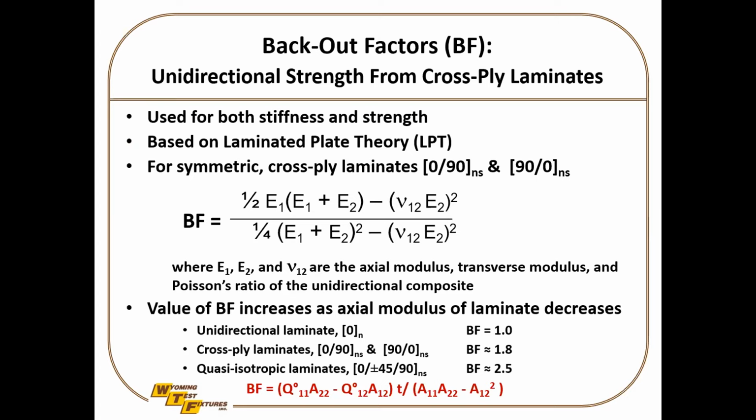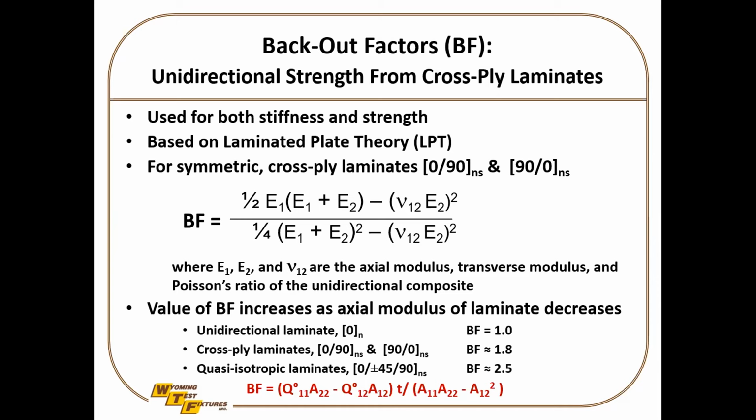So this backout factor is not that controversial in the sense that it's basically just using laminated plate theory and looking at the stress in the 0 degree ply within a cross ply or a quasi-isotropic laminate. The center of the slide here is the expression for the backout factor. You can see it's in terms of the elastic properties of the composite. In general, the backout factor increases as the axial modulus of the laminate decreases. So for example, it's 1 for a unidirectional laminate, about 1.8 for a cross ply, about 2.5 for quasi-isotropic. And at the bottom of the screen in the red, you can see the backout factor expressed in terms of laminated plate theory for a general balanced and symmetric laminate.